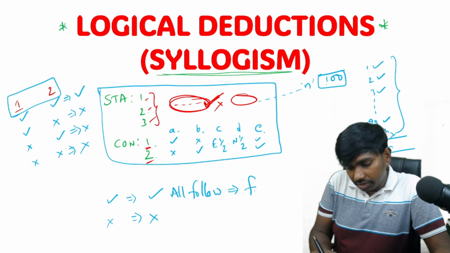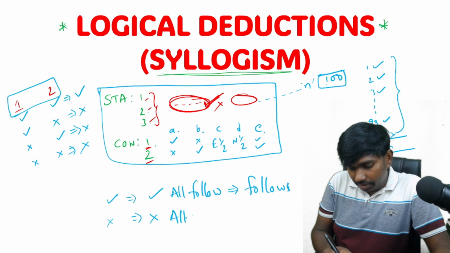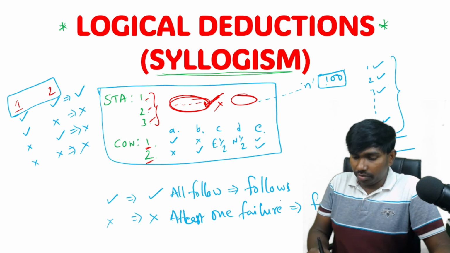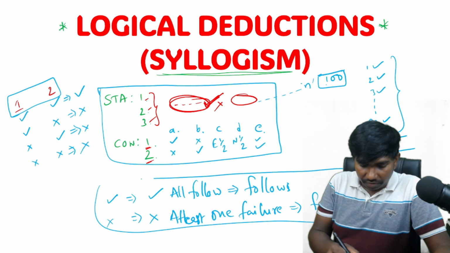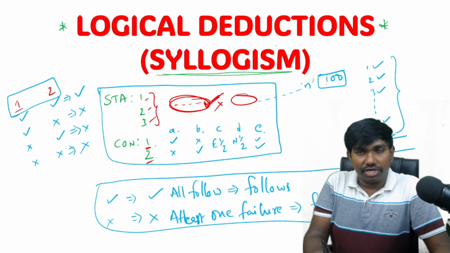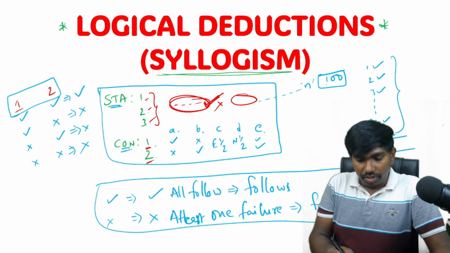If all follow, then it follows. If at least one failure case, then it fails, meaning it does not follow. So this is the concept for statement and conclusion type questions, and not only for the syllogism and logical deduction chapter. Wherever you find a statement and conclusion type question, this is the approach you have to follow. Process all the statements and verify the conclusions.